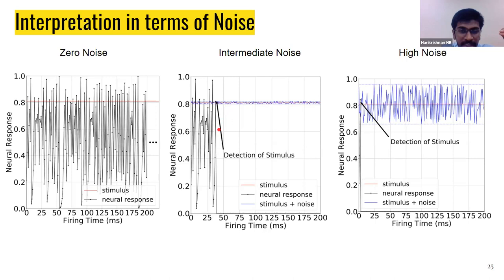Here epsilon is nothing but noise intensity. You can see the blue signal that is overlapped with the red line. That is the signal plus noise, the stimulus plus noise. So we are basically adding noise to the stimulus. When this noise intensity is intermediate, we get the peak performance in our method.